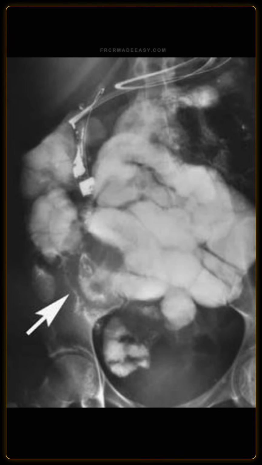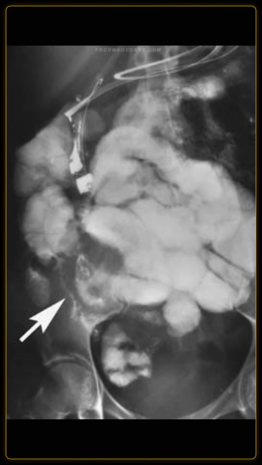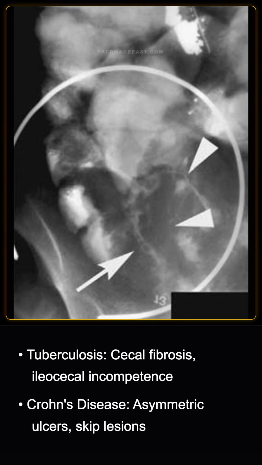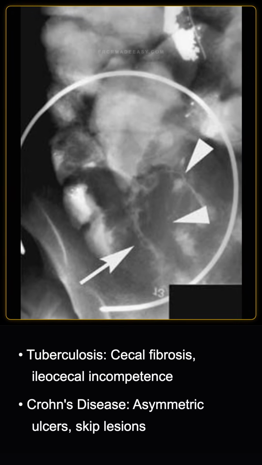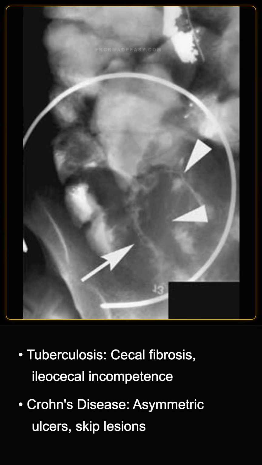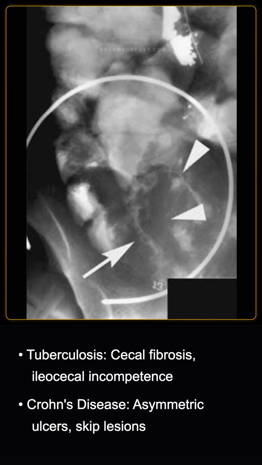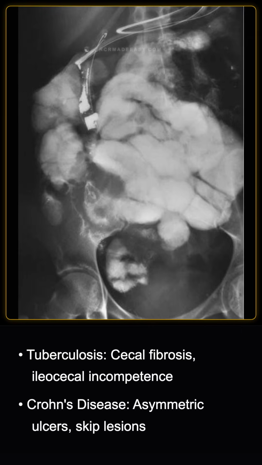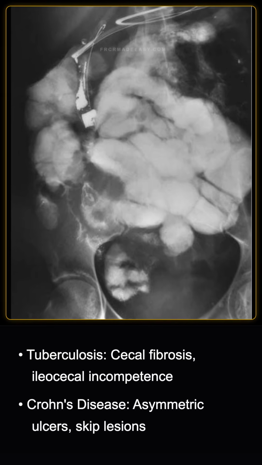How might the pattern of cecal involvement help distinguish tuberculosis from Crohn's disease on fluoroscopy? While both can affect the ileocecal region, tuberculosis is notorious for causing intense, diffuse fibrotic contraction and shortening of the cecum with a gaping, incompetent ileocecal valve. Crohn's disease usually causes more asymmetric, discrete ulcerations and skip lesions.